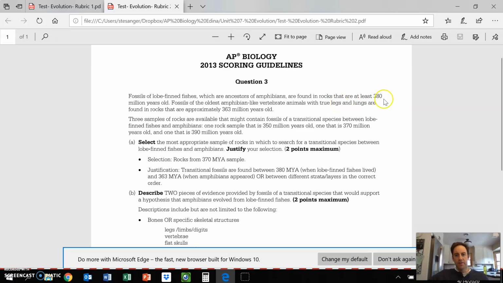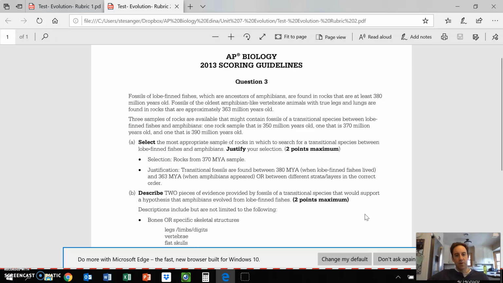the lobe-finned fishes are around 380 million years ago. Amphibians are 363 million years ago. So in between those two time periods is where you would see the transition, and so that is 370 million years. Notice on this rubric, there is a complete sentence: rocks from 370 million years ago sample. Most of you just wrote 370, and that was it. So put it in a sentence just to be sure. I'm not sure how picky they would be on an answer like this, but put it in a sentence to be safe. The justification then is transition fossils are between those two time periods that I just discussed.